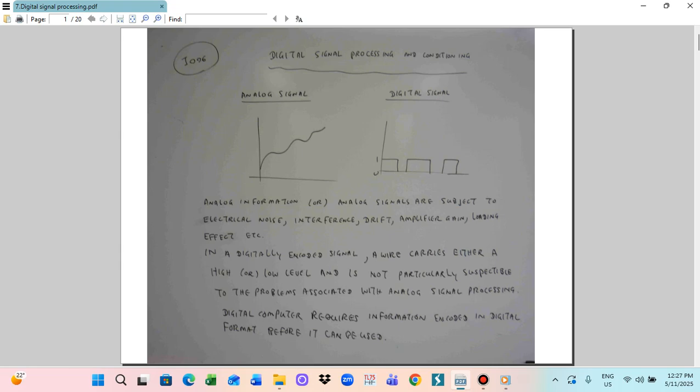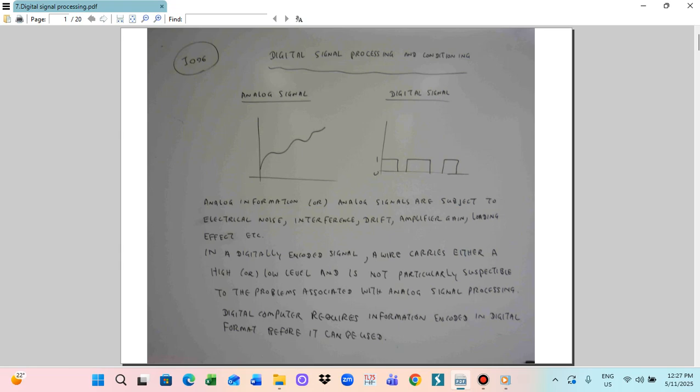Another reason is that digital computers require the information to be encoded in the digital format before it can be used. So this is why we require digital signal processing: analog signals are usually subject to interference and noise, but digital signals are not subject to the interference. So by changing to the digital signal, we can avoid any interference. And similarly, digital signals are required for the digital computer to process. So this is why we need to use digital signal processing.